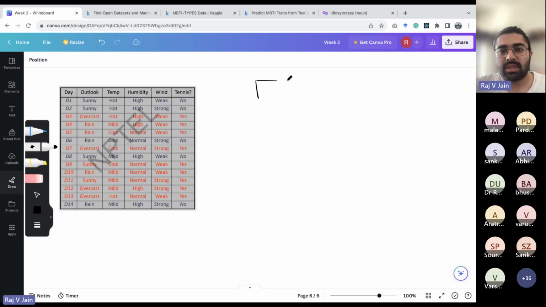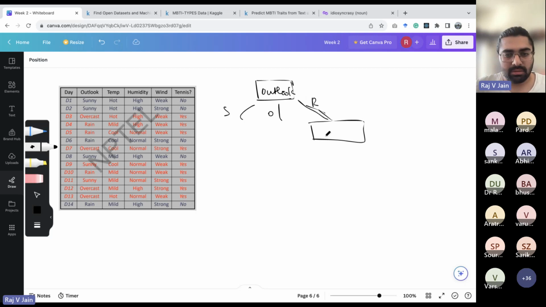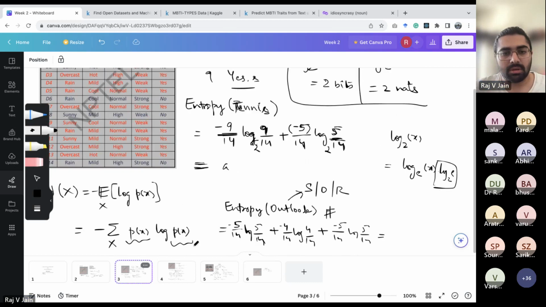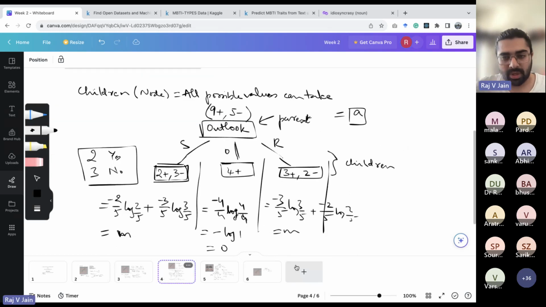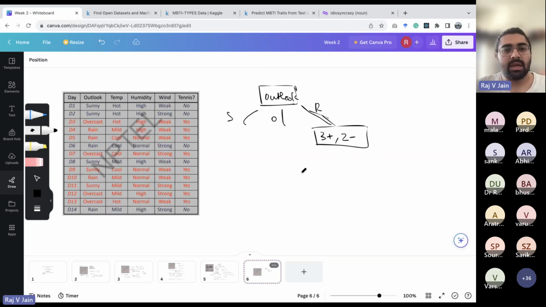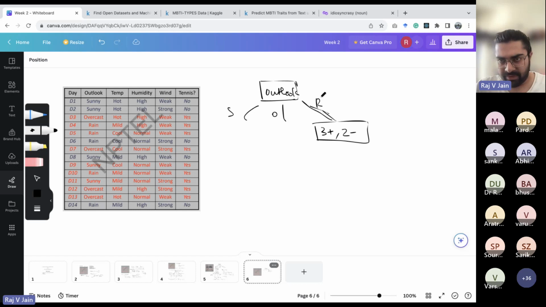So yeah, let's say Outlook, right? And I had sunny here and rain here, right? Now, same question we're asking. In rain, we had how many? 3 plus and 2 minus, sorry. So 3 plus and 2 minus were here, right? Now, same thing, we'll repeat the procedure here. So for outlook equal to rain, basically now we'll look at only those rows where outlook equals rain.